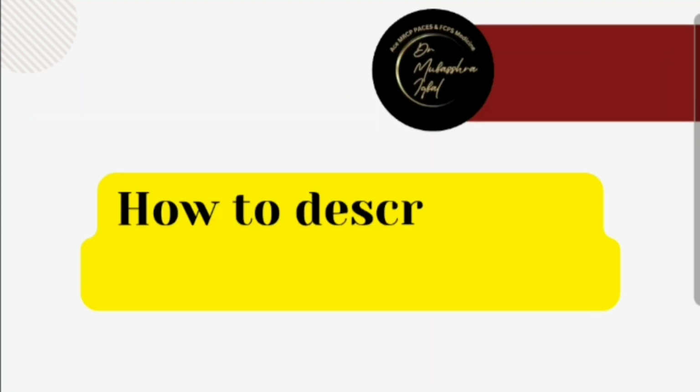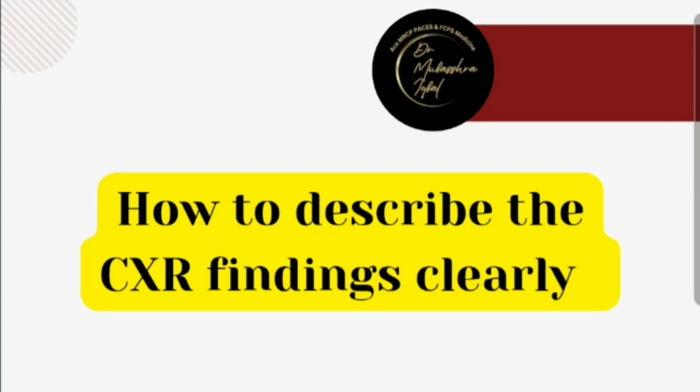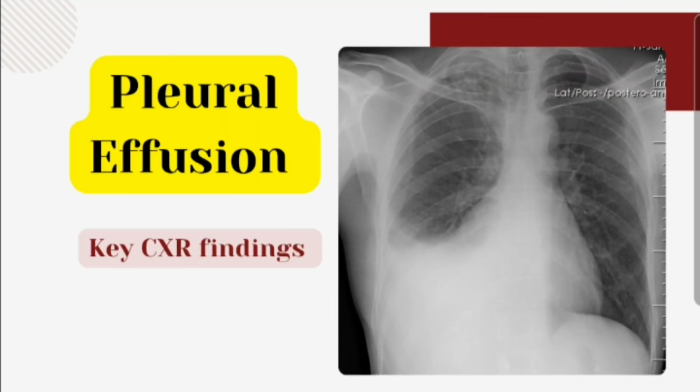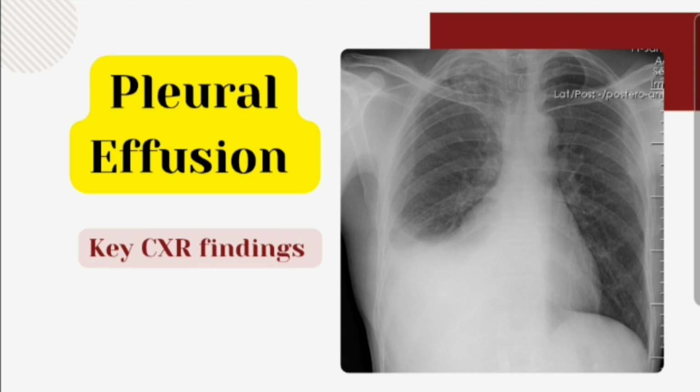Now coming towards the very important thing in the exam, that is how to describe the findings clearly. Let's take an example and suppose that in exam you get the chest X-ray of pleural effusion. When describing the chest X-ray findings of pleural effusion in an exam setting, it's very important to be systematic, clear, and focused on key radiological signs.